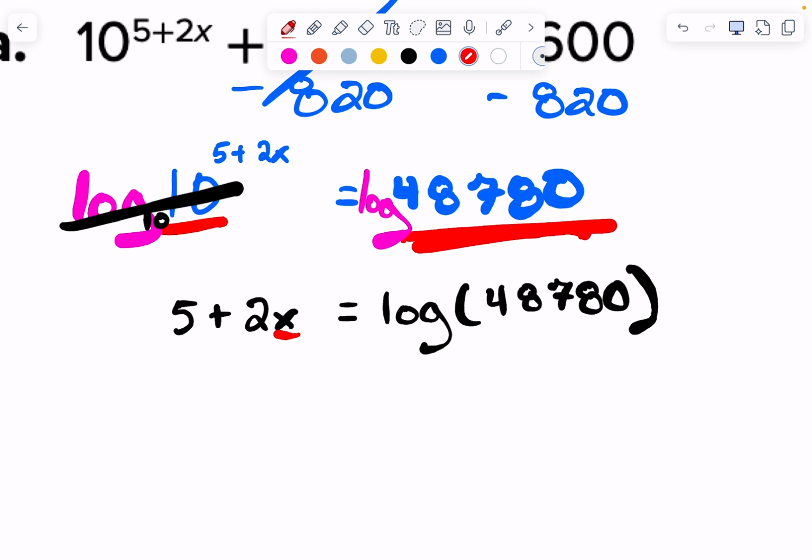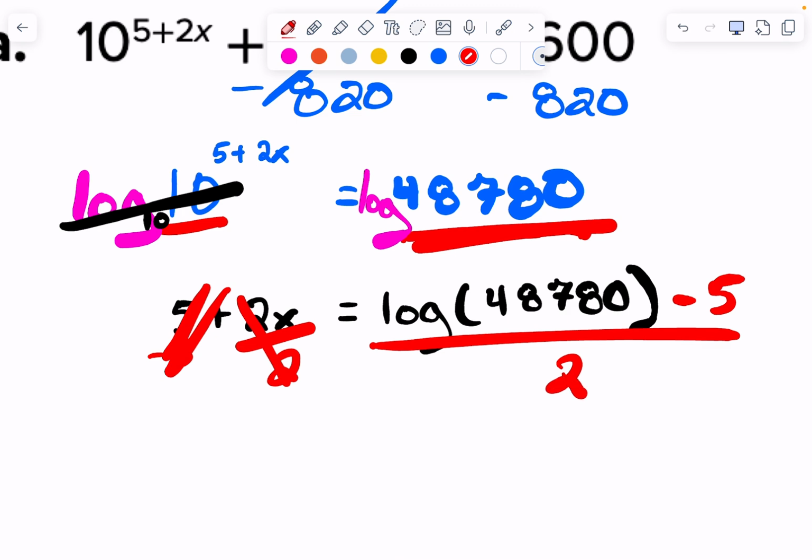So subtract the 5. Now you've got to close your parentheses before you subtract the 5, right? And then what would you do after you subtract the 5 to solve for x? Divide by 2. So I'm going to take that whole thing and divide by 2. If you want to type it in all at one shot, you sure can. But log that huge number, minus 5, divided by 2.